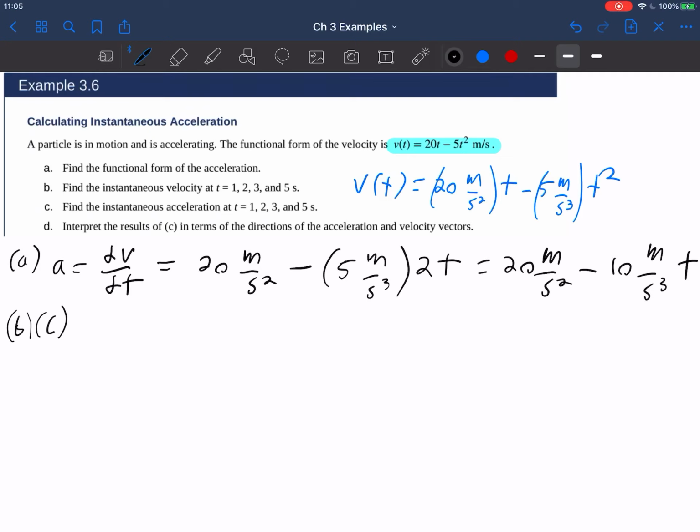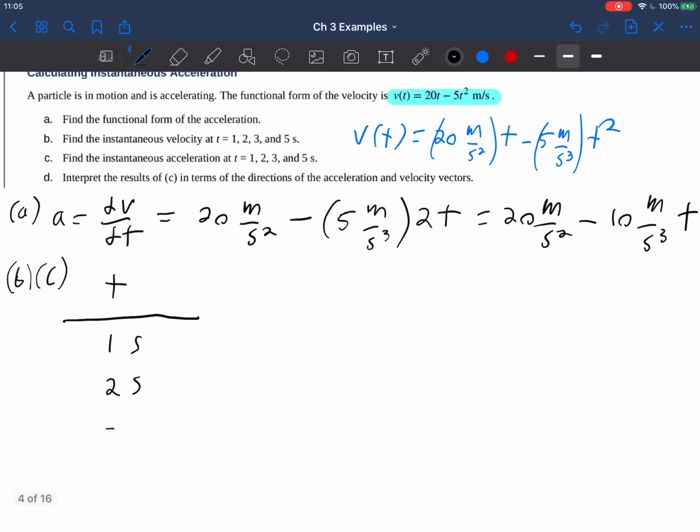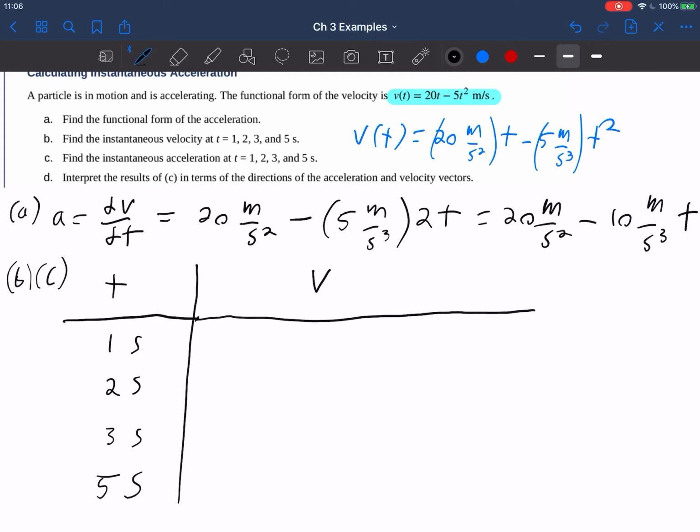All right, so I'm going to, at these 4 different times, let's solve at time equals 1 second, time equals 2 seconds, time equals 3 seconds, and time equals 5 seconds. Let's try to find the velocity and the acceleration at those moments. So let's first try to solve the velocity at time equals 1 second.